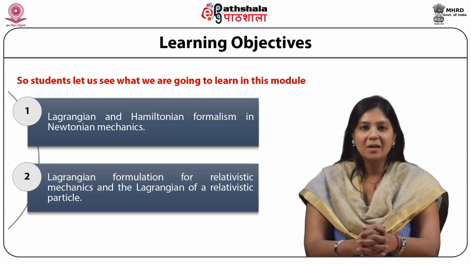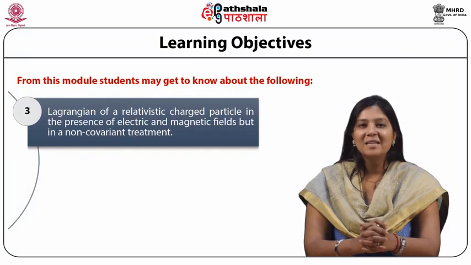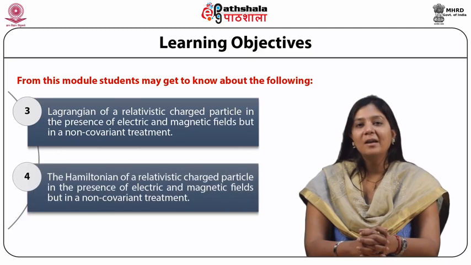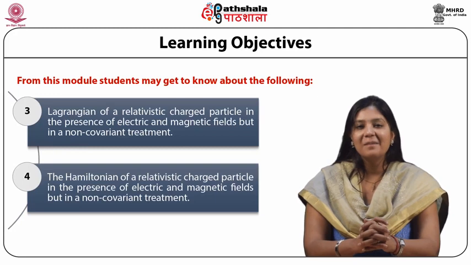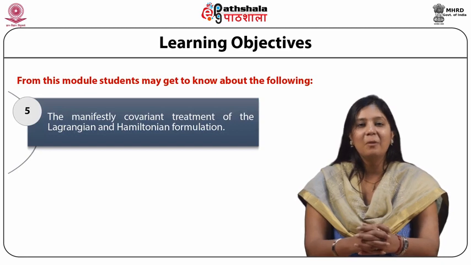Lagrangian of a non-relativistic particle, Lagrangian of a relativistic charged particle in the presence of electric and magnetic fields but in a non-covariant treatment, the Hamiltonian of a relativistic charged particle in the presence of electric and magnetic field but in a non-covariant treatment, and the manifestly covariant treatment of the Lagrangian and the Hamiltonian formulation.